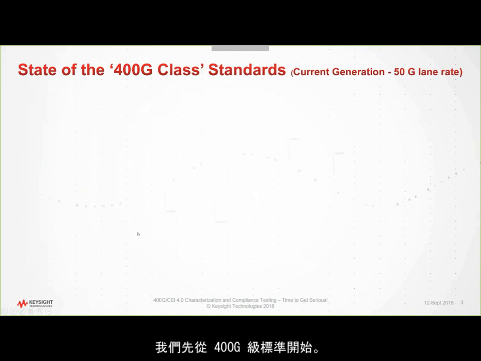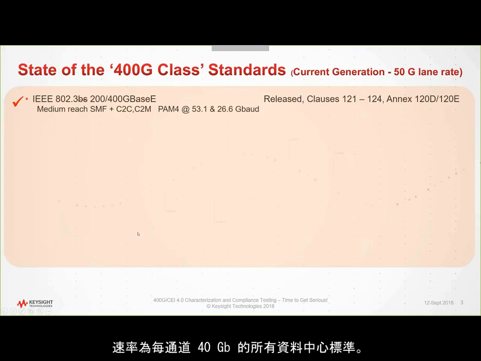Let's start by talking about the state of the 400G class standards. And by 400G, I always refer to that as it's not just Ethernet, it's a whole class of standards, and you can think of them as all the data center standards that use 50 gigabits per lane as the lane rate. 802.3 BS was the project, and now the BS project is done, it's released, and that's where the groundwork was really done for 400G.